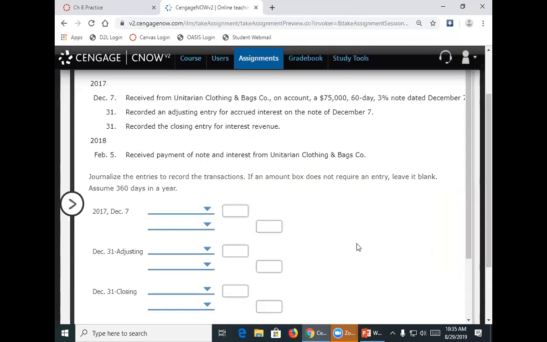Yes. So we do have about 10 minutes, so let's try to get through this last one just so you kind of have it. We'll go quickly. This one's all notes receivable. December 7th, received from Unitarian Clothing and Bags Company on account a $75,000 60-day 3% note dated December 7th. Here we're just issuing the note. So what would I debit and credit to issue that note?